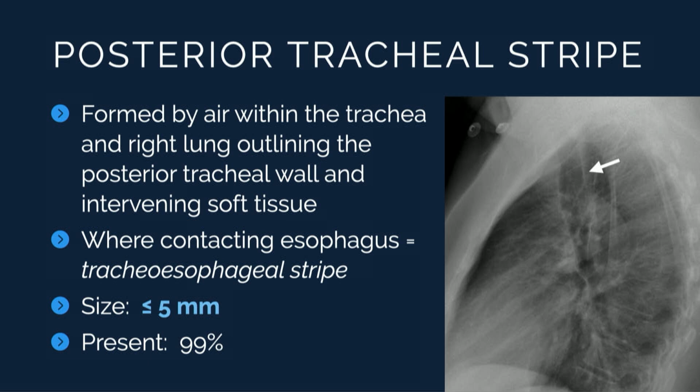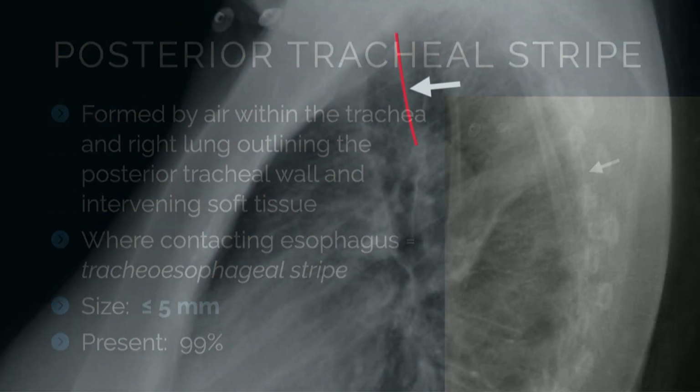And this is formed by air within the trachea adjacent to air within the esophagus. Or sorry, in the right lung, not the esophagus. I'll talk about that in a second. But the right lung and air in the trachea is the posterior tracheal stripe. And then where it contacts the esophagus, that is called the tracheoesophageal stripe. So a little nuance there. But it tends to be about 5 millimeters or less in thickness, and we see it frequently.